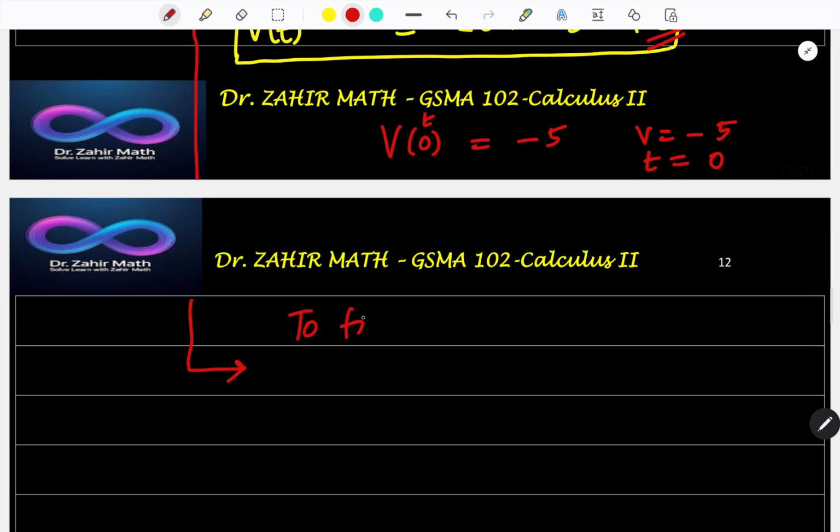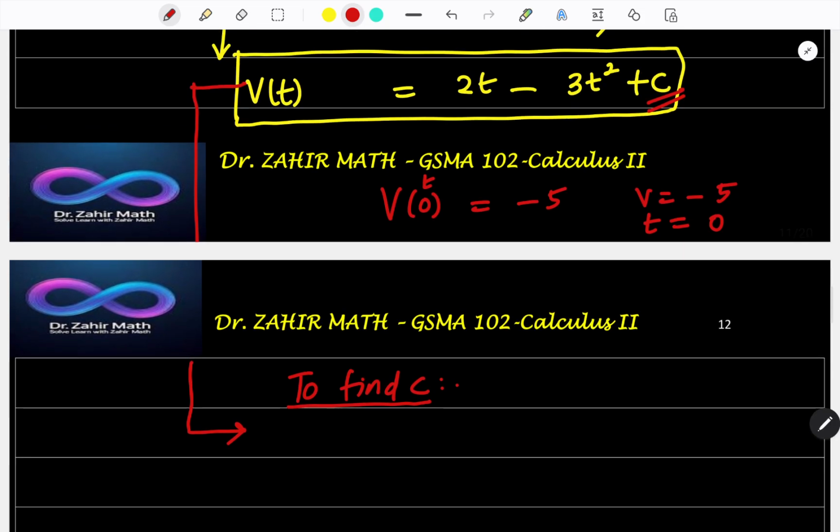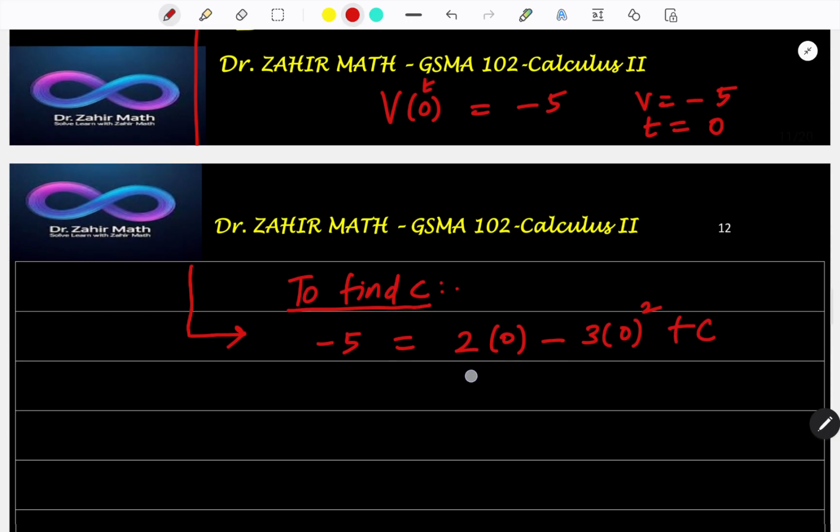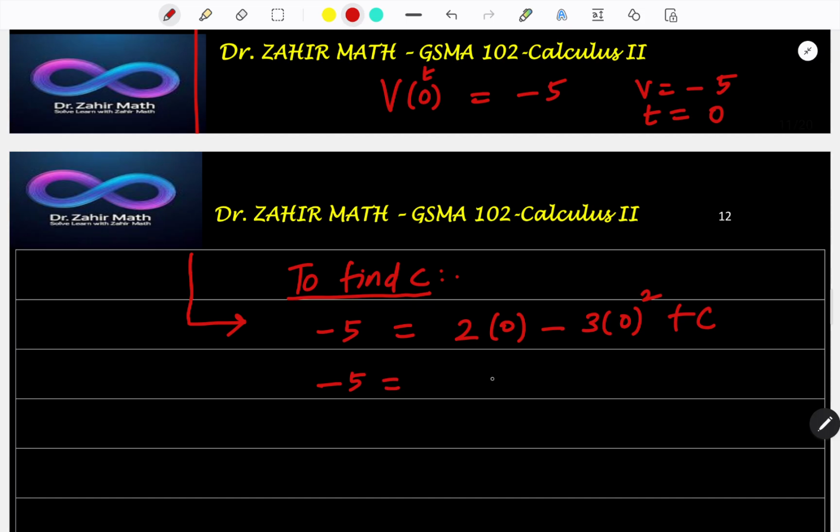So to find C, okay, right. So V of t, what is V? Minus 5 equals 2 into t, t equals what? 0, minus 3 into 0 square plus C. So minus 5 is equal to 0 minus 0 plus C. So C is equal to how much? Minus 5.